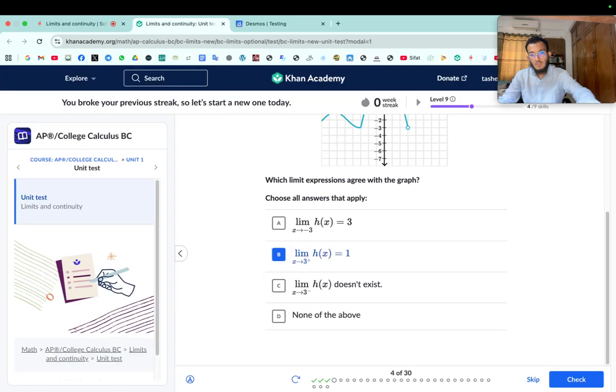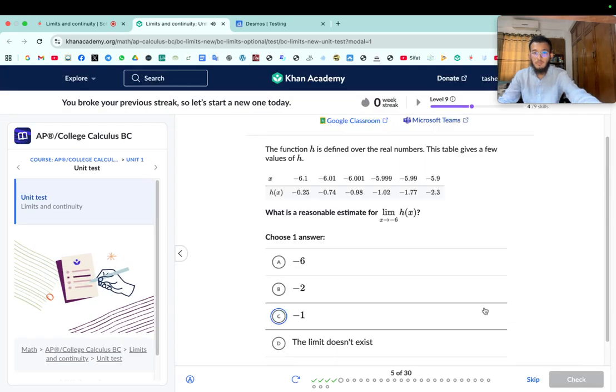It's not true. Only this is true. So that is the answer.